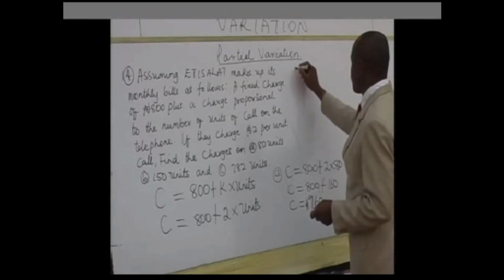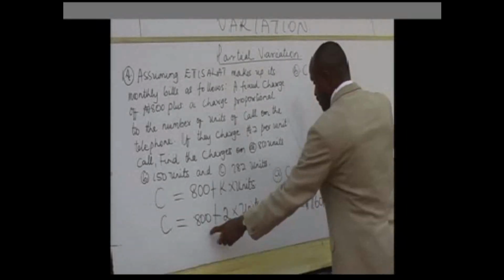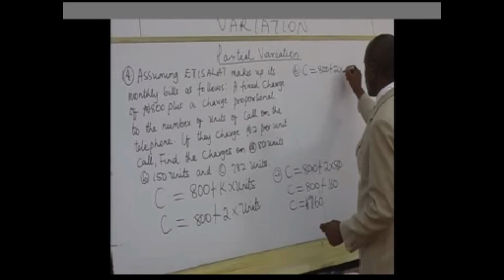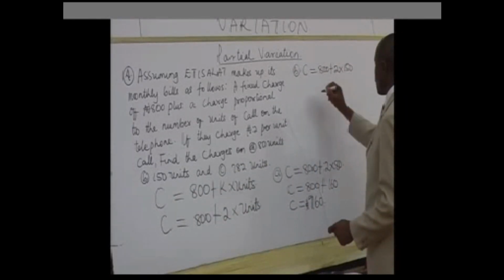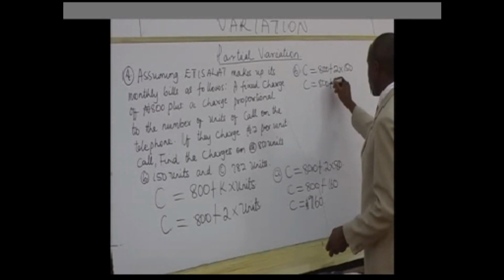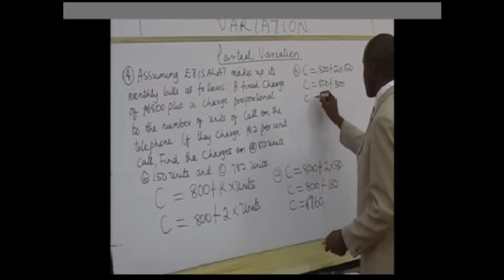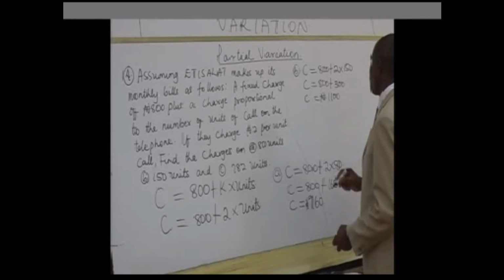Question number B. From our grand formula also, C is equal to 800 plus 2 times whatever the unit is in B, 2 times 150. C is going to give you 800 plus 2 times 150 is 300. 300 plus 800 will give you 1,100. So here we have 1,100.